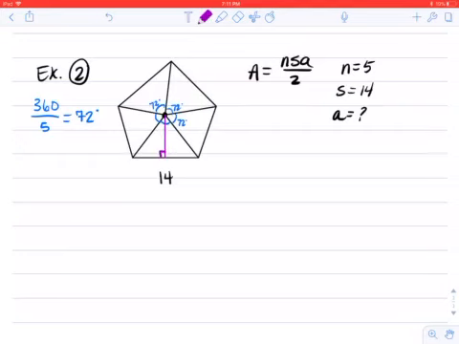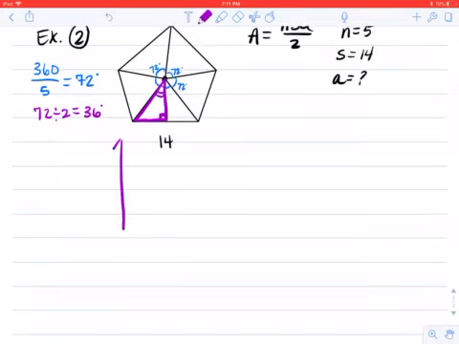Now, we want the apothem, so draw it. Okay. And right now, in this triangle here, is that a 30, 60, 90 triangle now? No, of course it's not. When I do 72 and I cut that in half, I get 36. Not a special right triangle. So guess what we have to do for that triangle that I'm going to make bigger right here. 36. This is 14, so half of that is 7.